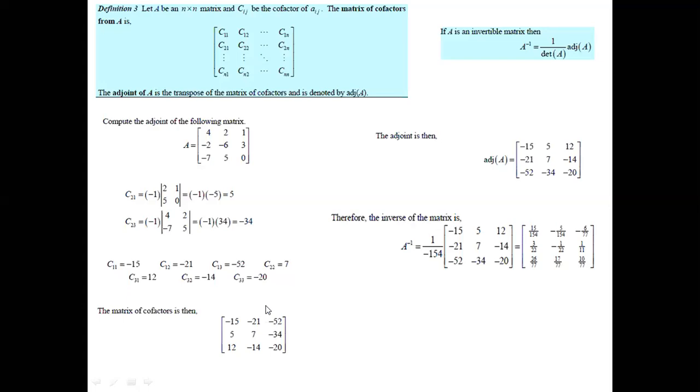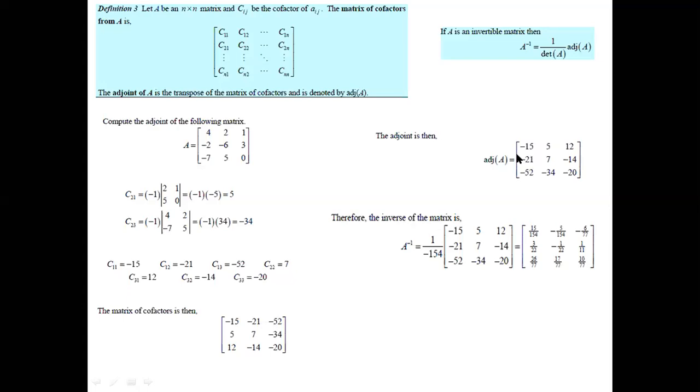Now, from this matrix of cofactors, if you want to find the adjoint, the adjoint is nothing but the transpose of this matrix of cofactors. When you transpose this cofactor matrix, you will get the adjoint. So minus 15, minus 21, minus 52, which is the first row in the matrix of cofactors, will become the first column in the adjoint of A. Likewise, you can find the adjoint of A.